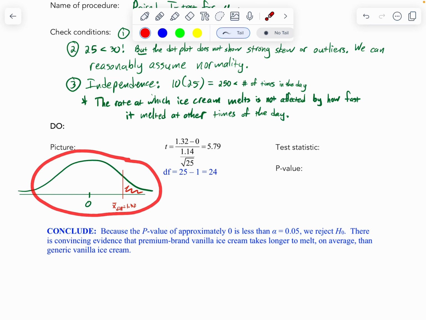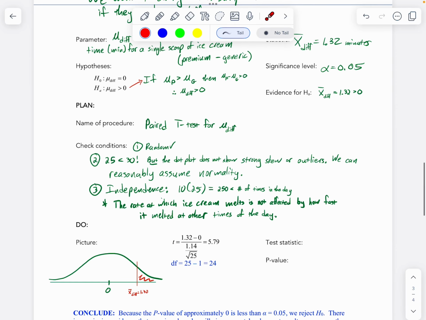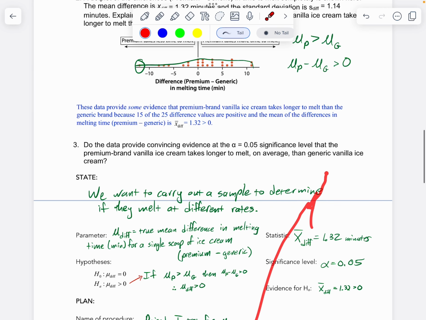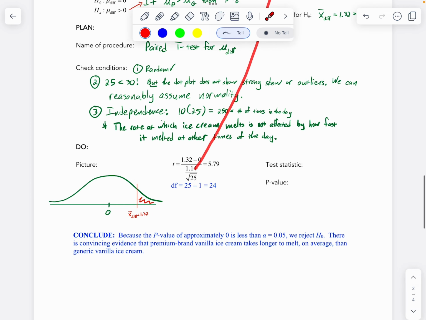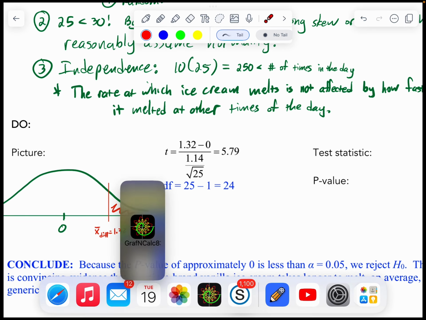Do the procedure. Again, the null is 0. The statistic was 1.32, which goes into the formula here. How far is it from 0? And then divide by the standard deviation. If you're wondering where the heck 1.14 came from, 1.14 was way up here, right there. So way up there. And don't forget to divide by the square root of the sample size. Show the work, but then you could also just let your calculator do it for you.